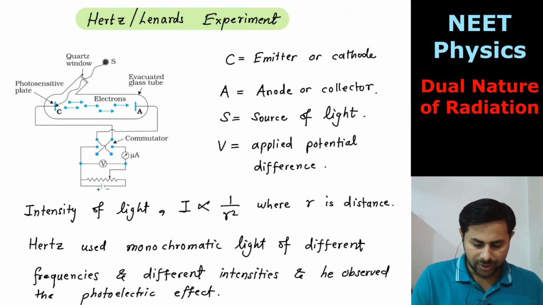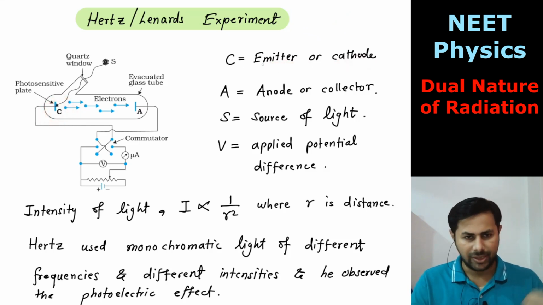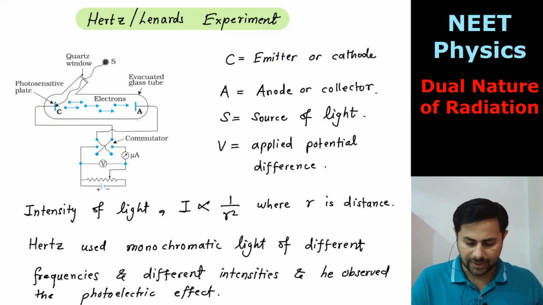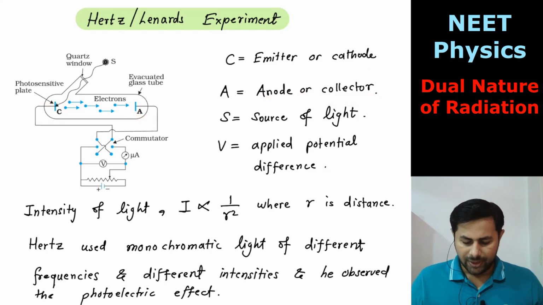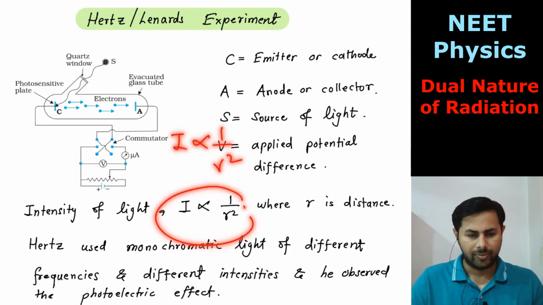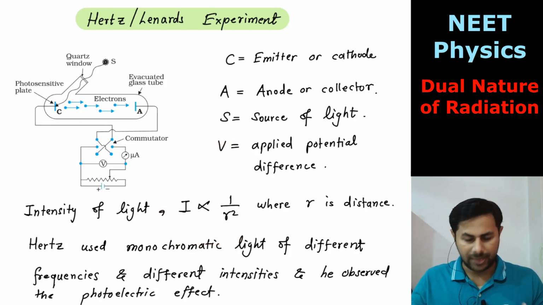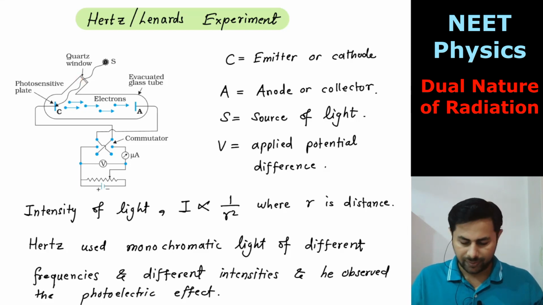So C is the emitter, or the cathode. Emitter means it will emit electrons. A is the anode, also known as the collector. Now we need to remember one thing: intensity is inversely proportional to R squared. So if you move the source of light away, the intensity will decrease. If you move the source of light closer, the intensity will increase.